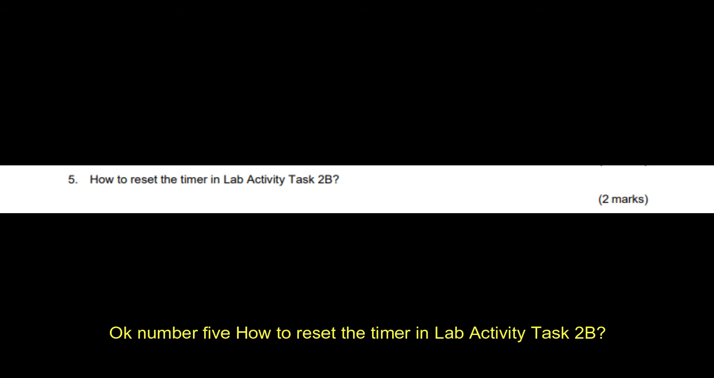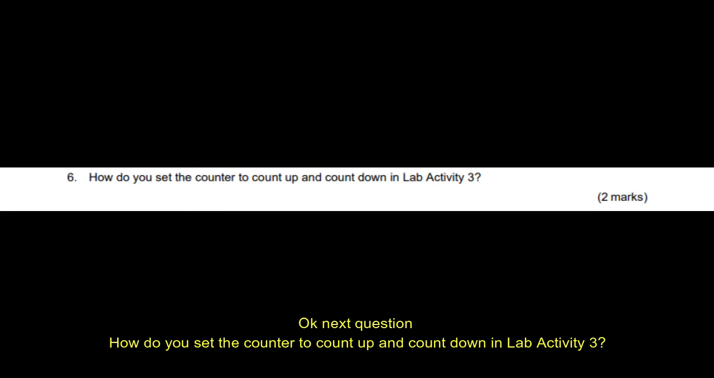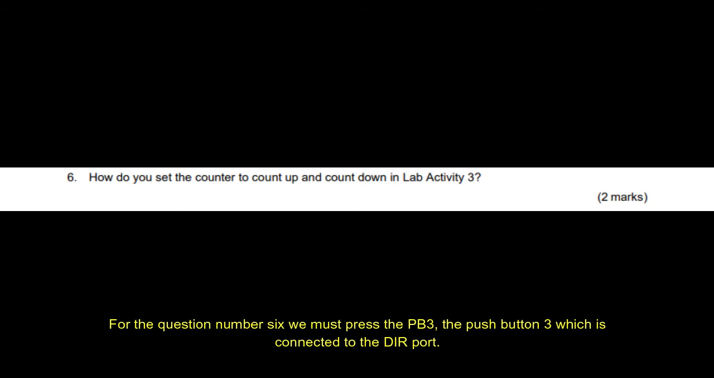Okay, number 5, how to reset the timer in the lab activity task 2B. To reset the timer in lab activity task 2B, we must press the PB1 button which is connected to the reset button on the counter. Okay, next question, how do you set the counter to count up and count down in the lab activity 3? Okay, for the question number 6, we must press the PB3, the push button 3, which is connected to the DIR port.